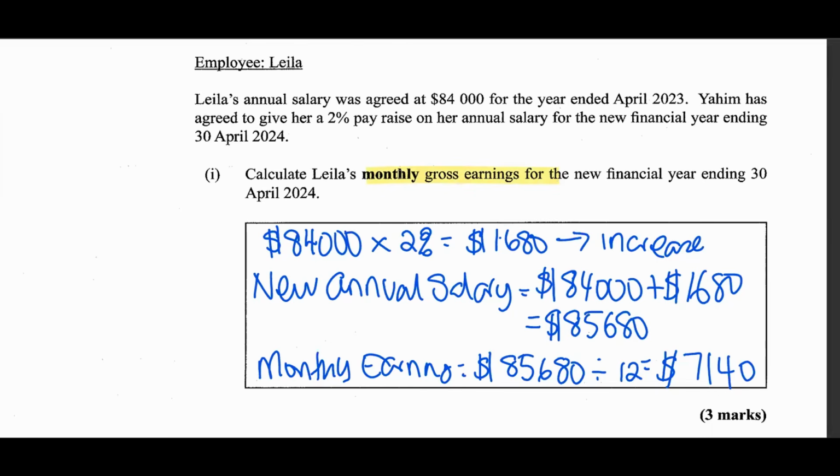Notice, guys, the word monthly is highlighted in bold. So let's go. 84,000 was her previous salary. This year she's getting a 2% increase. 84,000 by 2% is going to give her 1680. So her new salary will be 84,000 plus the 1680 to give 85,680. Now remember, they asked for monthly gross earnings. So monthly earnings is simply the 85,680 divided by 12, because remember this 85,680 would have been yearly earnings. So monthly, simply divide by 12 to give you 7140.